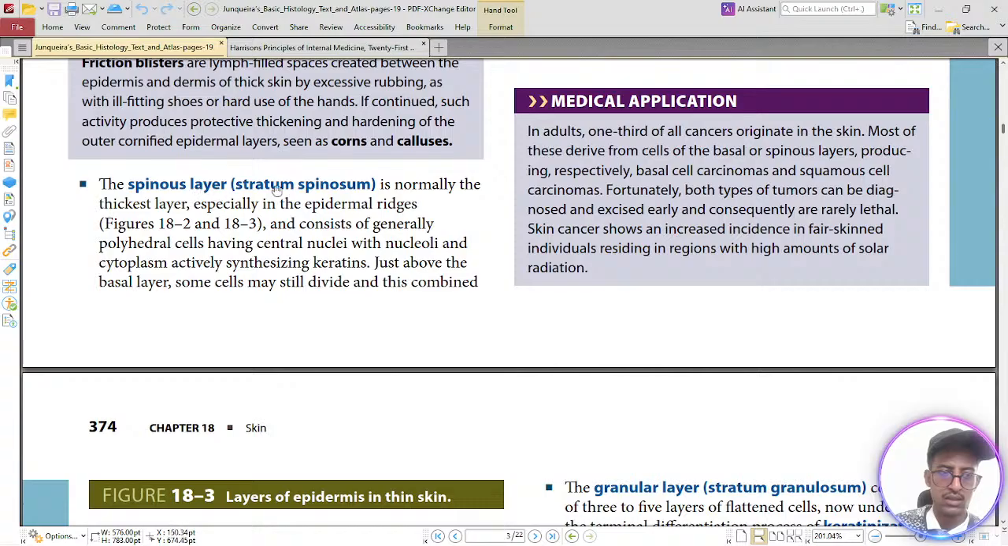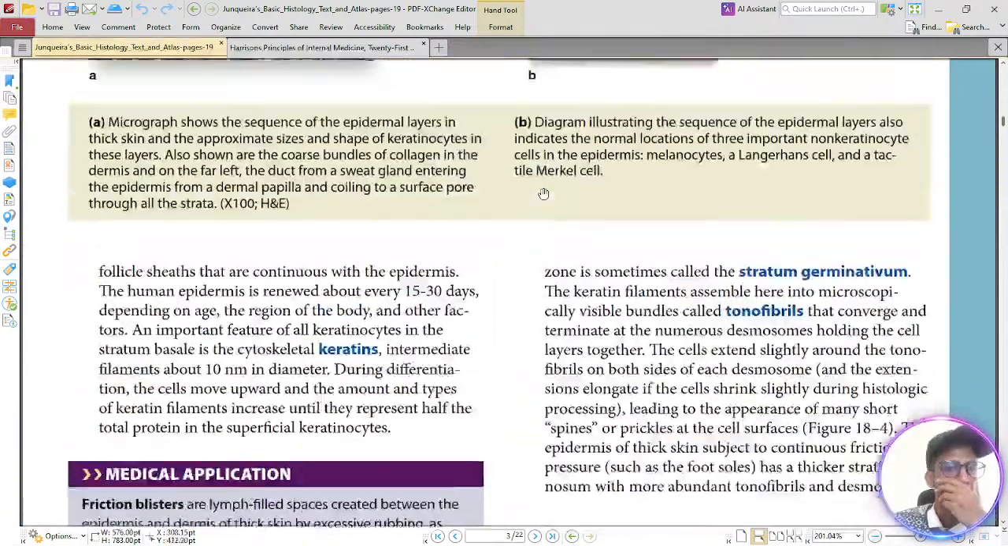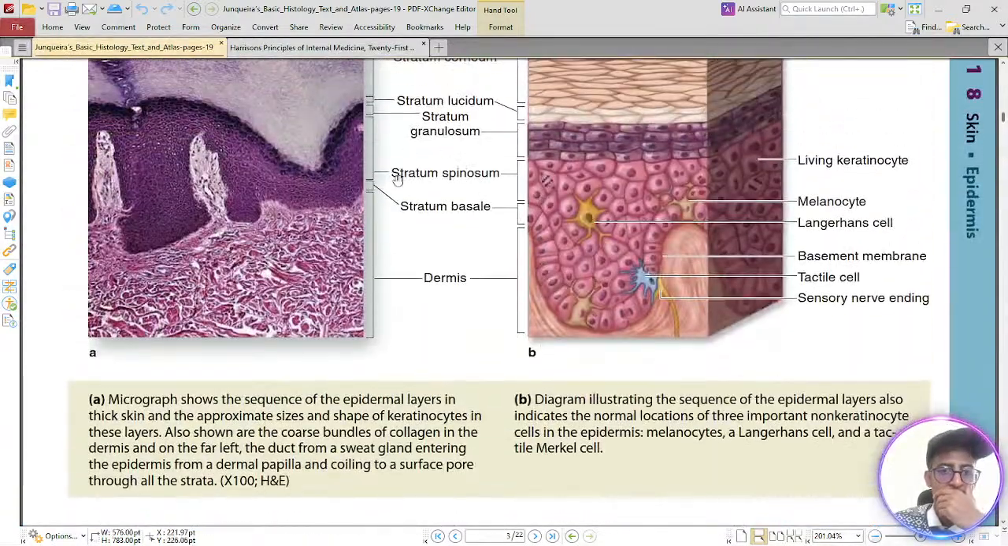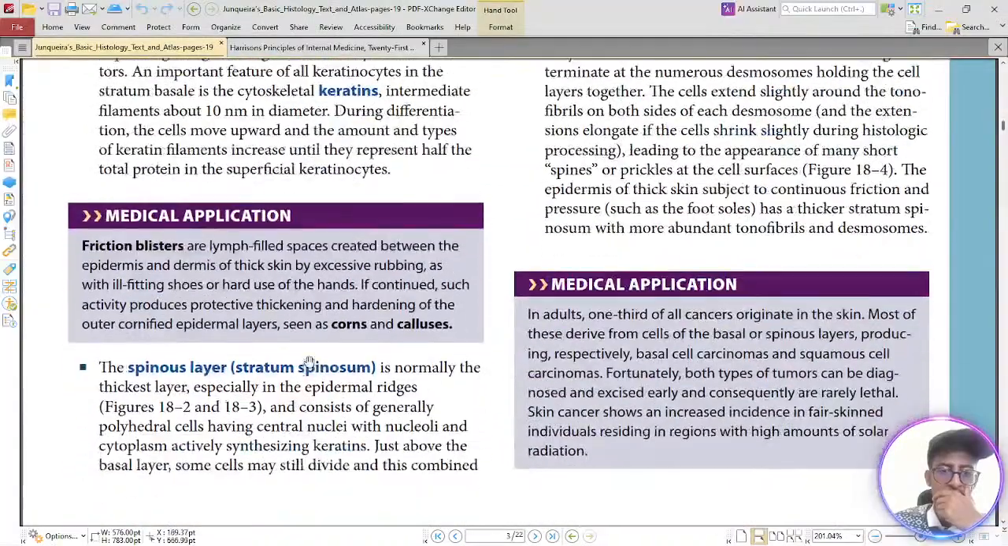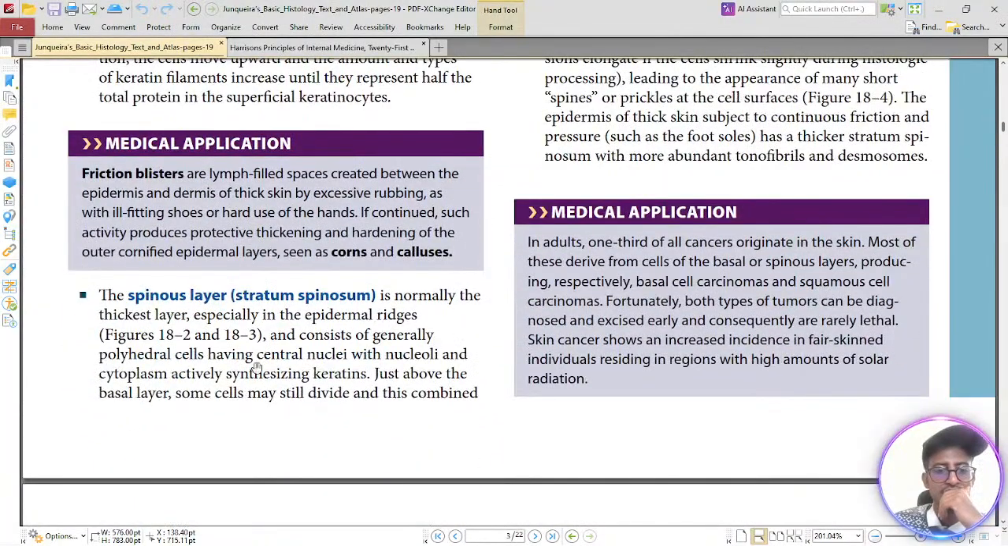The spinous layer, stratum spinosum, is normally the thickest layer, especially in the epidermal ridges. It consists of generally polyhedral cells having central nuclei. This spinosum is the thickest. The cells have central nuclei, and the cytoplasm is actively synthesizing keratins just above the basal layer. Some cells may still divide.